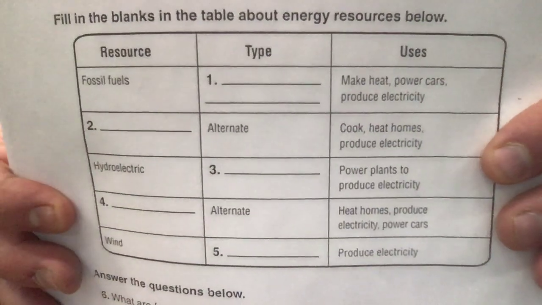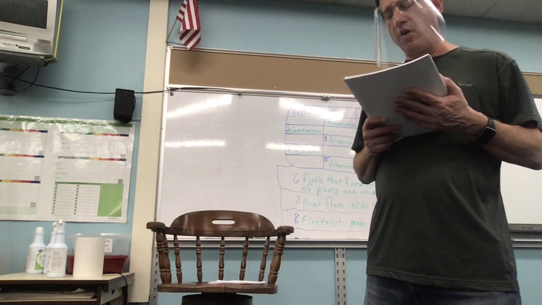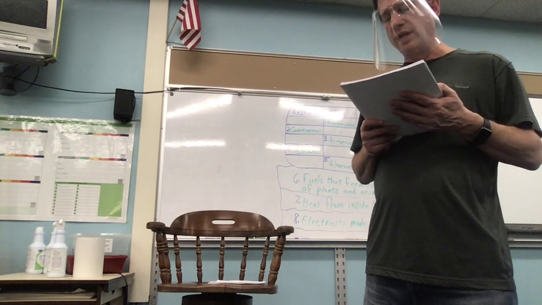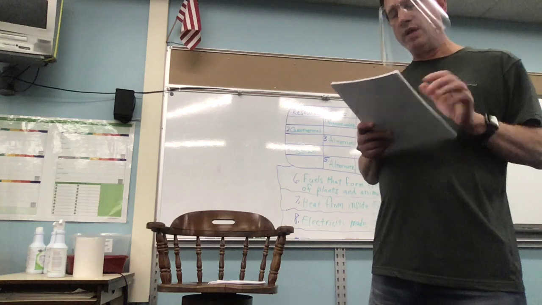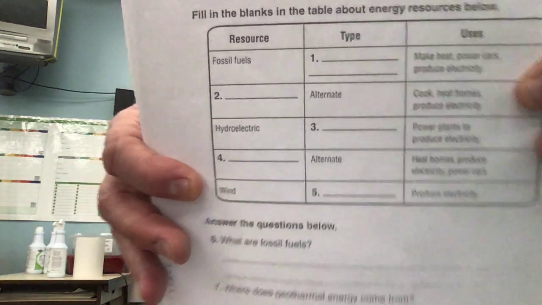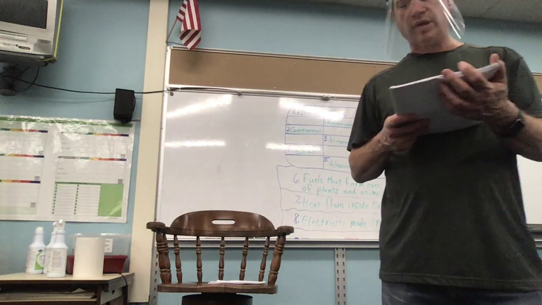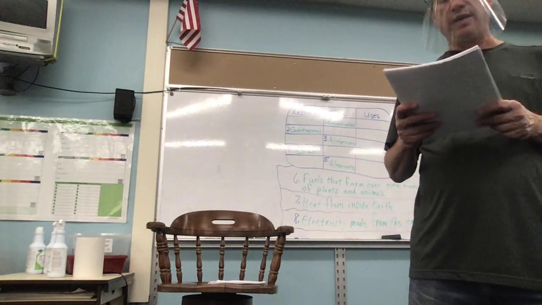Number 4, we have the word solar, and next to solar we have it's an alternate energy, and it is used to heat homes, produce electricity, and power cars. Last but not least, at the bottom of our chart we have the word wind. And with wind, that is an alternate energy resource, and it produces electricity.